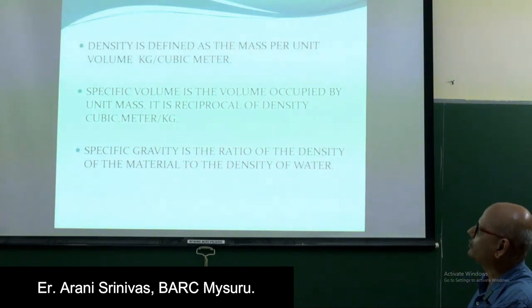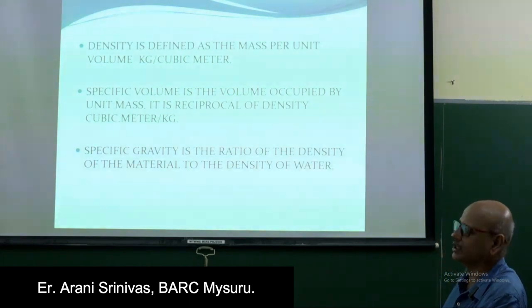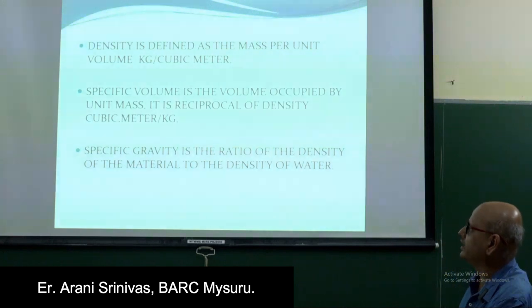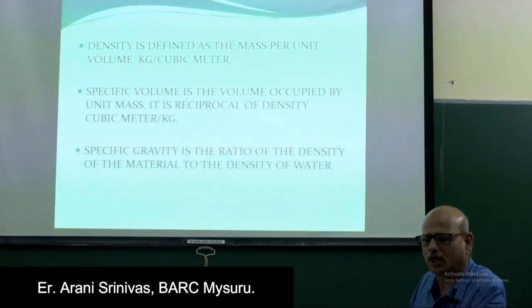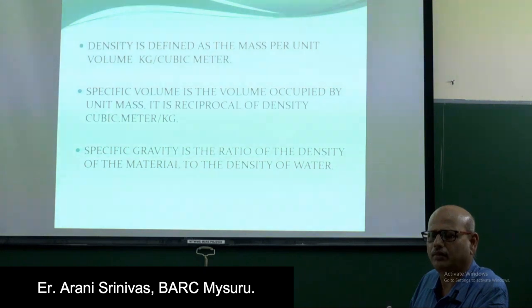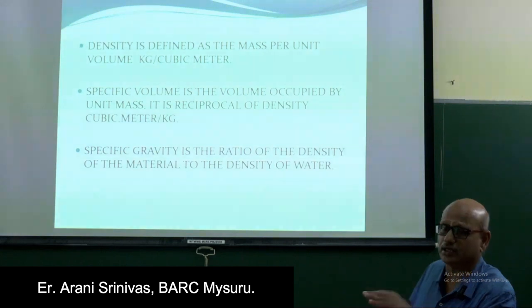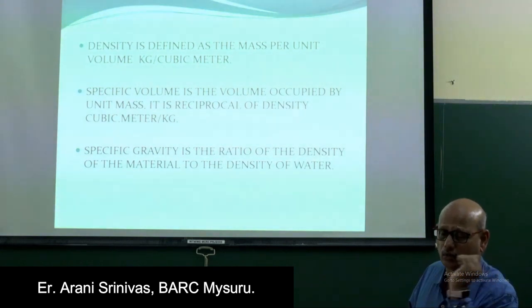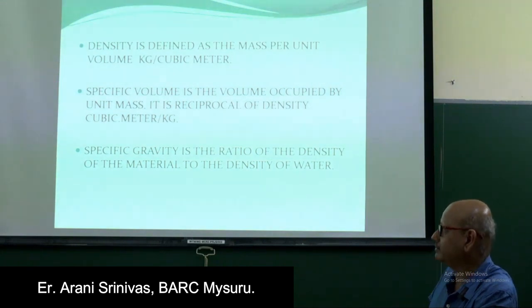Specific volume is the volume occupied by unit mass. It is the reverse of density, nothing but the reciprocal of density. It is cubic meter per kg. Specific gravity is the ratio of the density of the material to the density of water. So we all know that oil, which is lighter, has a density of 0.84 or 0.87, whereas water we take as 1. So the density of a liquid to the density of water is called specific gravity.